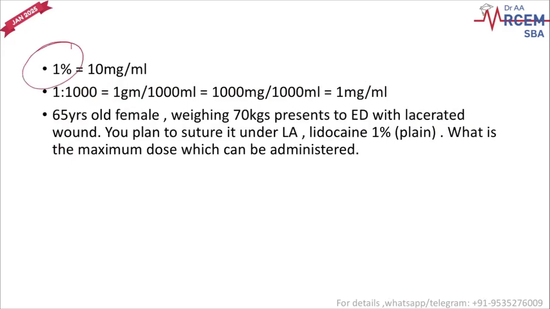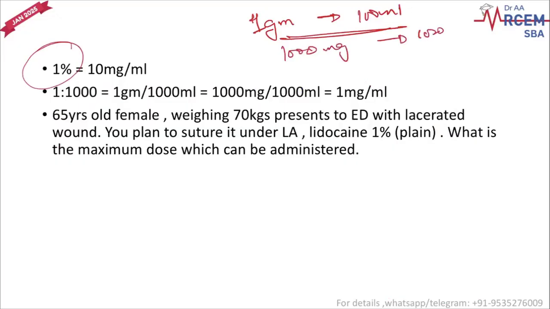Whenever a drug is mentioned as 1%, what do they mean by it? They mean 1 gram is present in 100 ml. This is the meaning of this. Okay, so 1000 milligrams is present in 100 ml. So 10 milligrams is present in 1 ml.